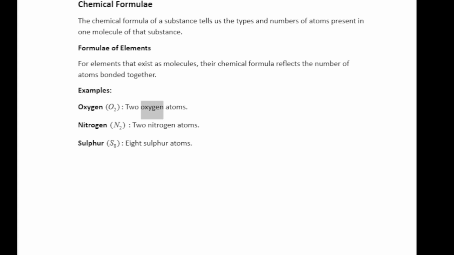Oxygen, 2 oxygen atoms. Nitrogen, 2 nitrogen atoms. Sulfur, 8 sulfur atoms.